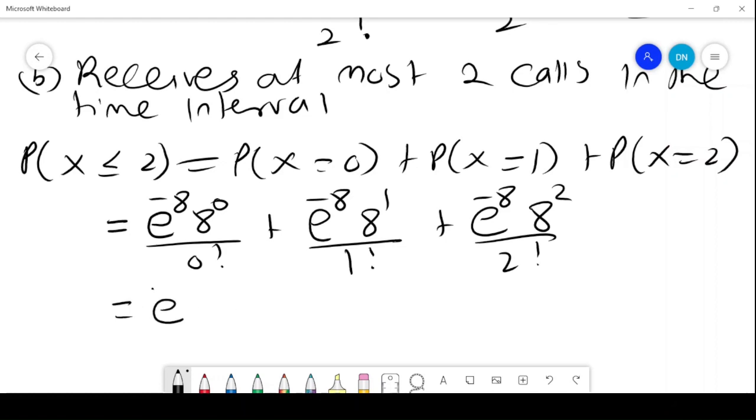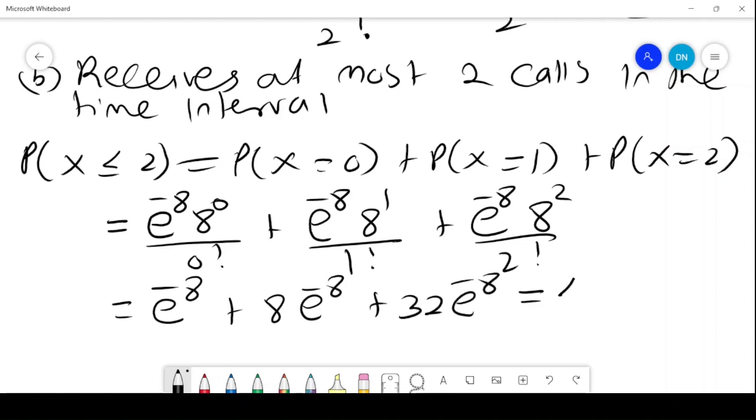So this is e to the minus 8 plus 8e to the minus 8 plus 32e to the minus 8, which is 41e raised to the power minus 8, and is also equal to 0.0138. So there is a 1.38% chance that it will receive 2 or fewer phone calls in that time period.